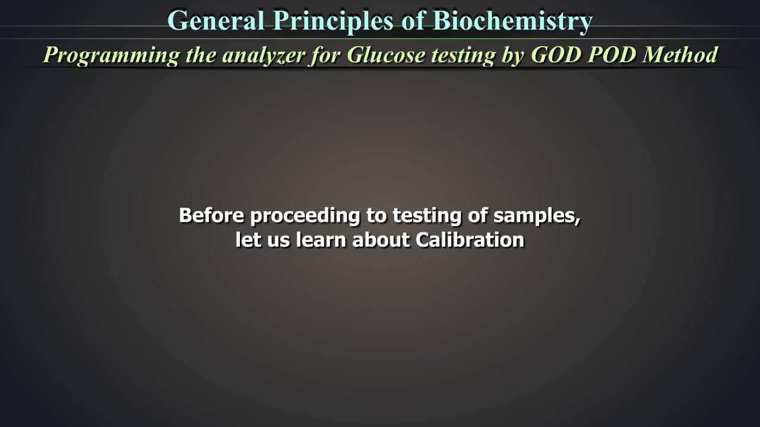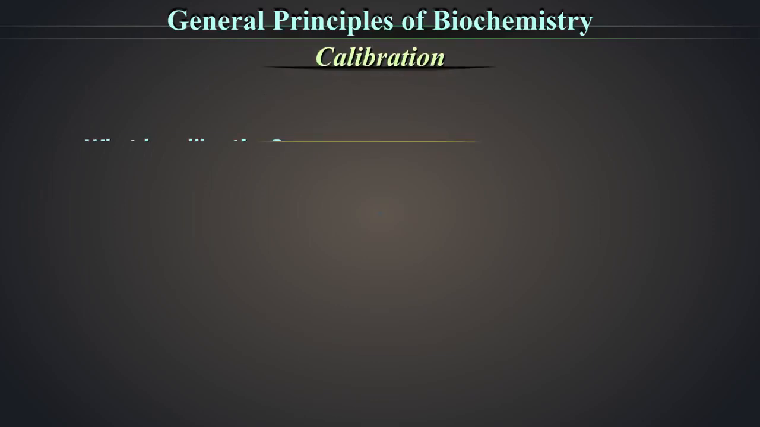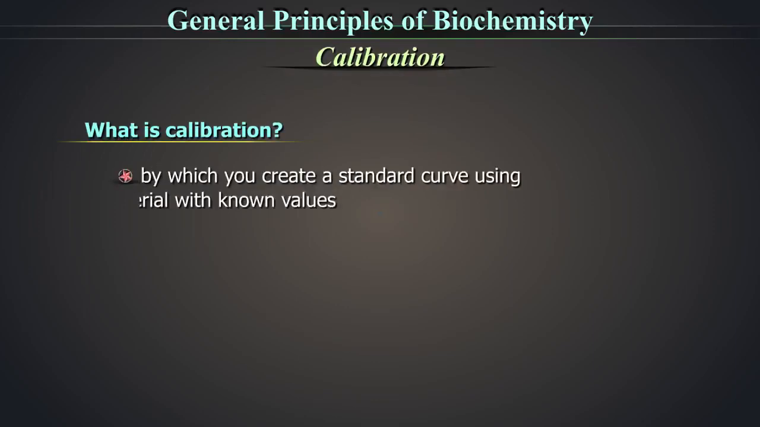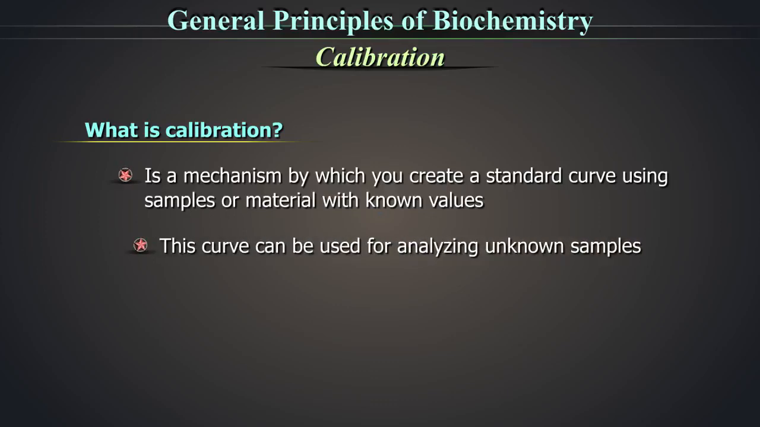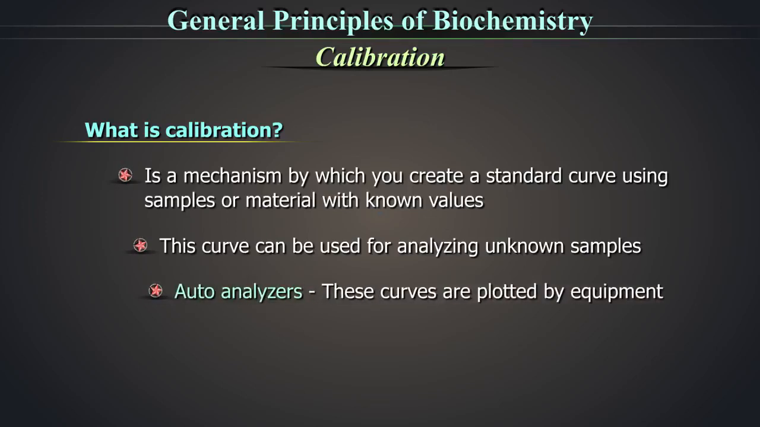Before proceeding to testing of samples, let us learn about calibration. What is calibration? Calibration is a mechanism by which you create a standard curve using samples or materials with known values. This curve can be used for analyzing unknown samples. In the case of autoanalyzers, these curves are plotted by the equipment using a standard. If you want to understand how to plot this manually, please see the hemoglobin by Drabkin's method video, where we have explained the details of plotting a graph.